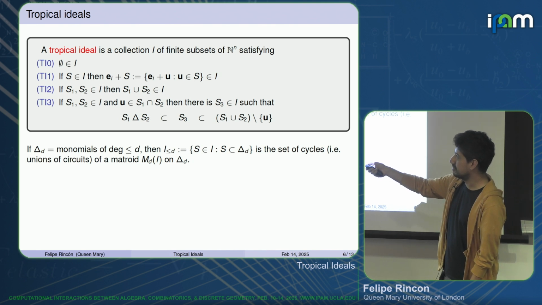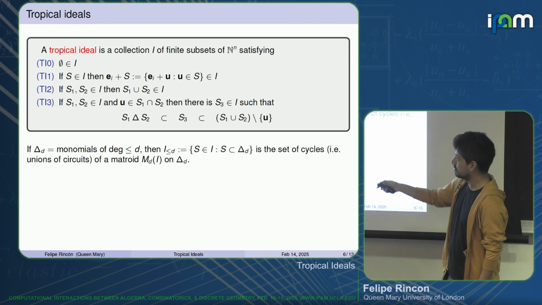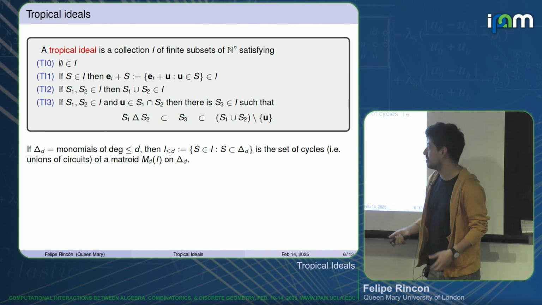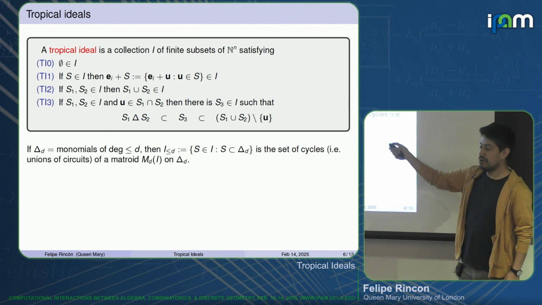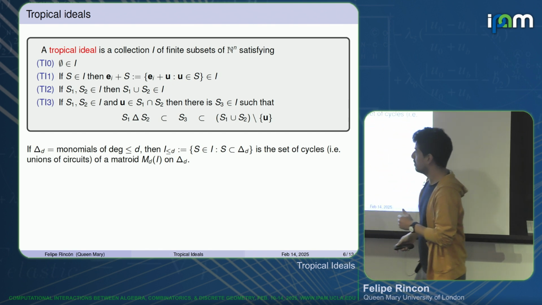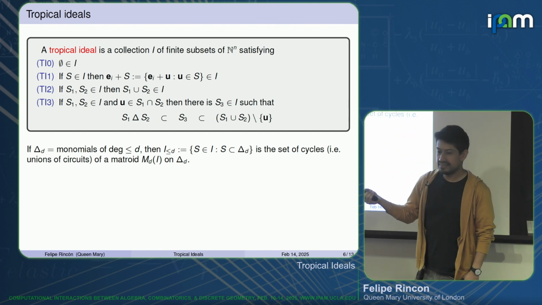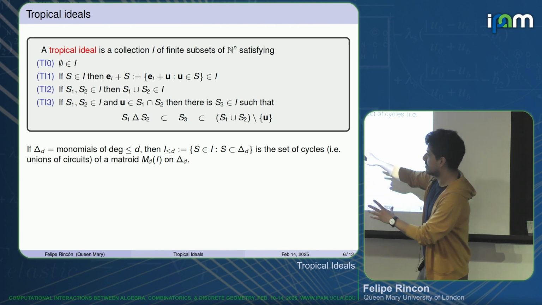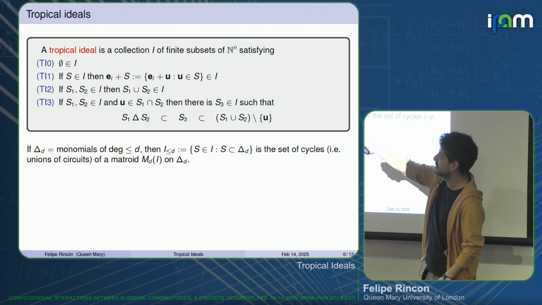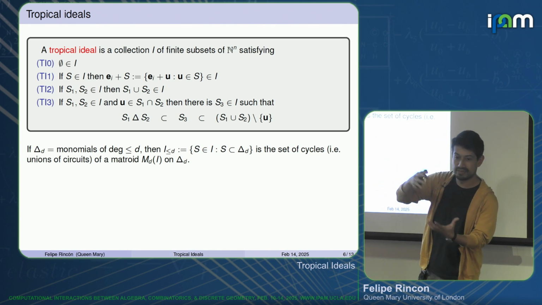The empty set is a union of circuits. If you take two unions of circuits, then the union is a union of circuits. And unions of circuits satisfy this elimination axiom because circuits you can eliminate. So 0, 1, and 3 are exactly saying that when you take a restriction, you get a matroid. But then these matroids are compatible in some sense. You have one matroid for every degree, but they need to fit together in the sense that if you take something of degree D and you multiply it by a variable, you should get something of degree D plus 1.